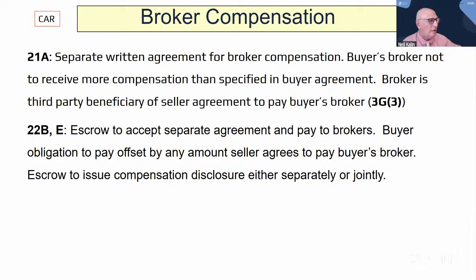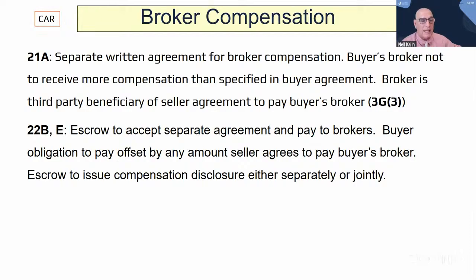If we go to the next slide, we'll see some of the differences here. CAR, again, does not put into the body of the purchase agreement the amount that the seller agreed to pay the seller's agent or the buyer agreed to pay the buyer's agent. What there is, however, in that grid, is a paragraph, 3G3, where the buyer can ask the seller to pay the compensation that the buyer owes their own broker under that separate agreement.